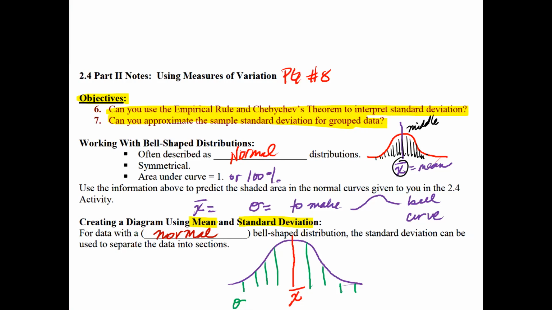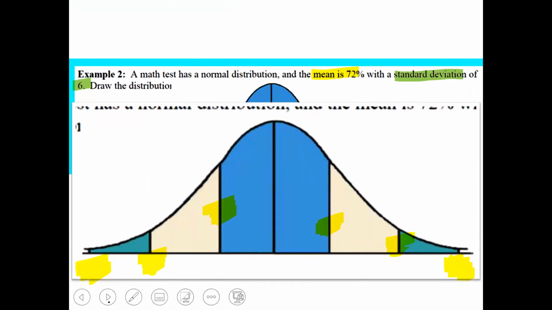The information you're going to need to make the bell curve is your average and your standard deviation. When you're creating a diagram using mean and standard deviation for data with a normal bell-shaped curve distribution, the standard deviation can be used to separate data into sections. Once again, the mean is right there in the middle. The first bar is +1 standard deviation, then +2 standard deviations, +3 standard deviations. On the left side is -1 standard deviation, -2 standard deviations, -3 standard deviations. So again, you're sectioning it off.